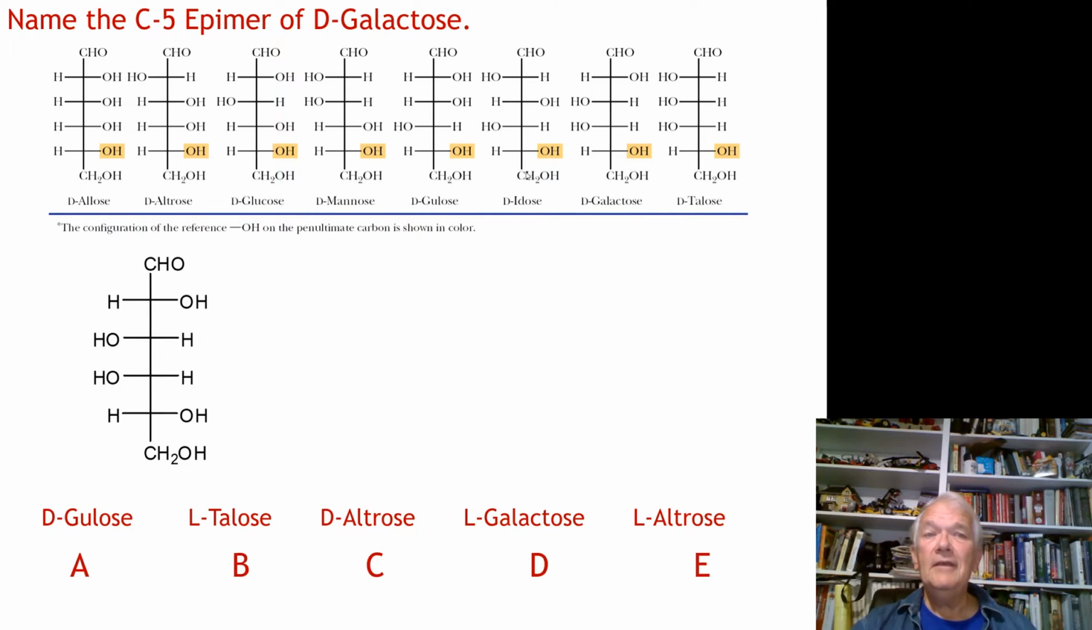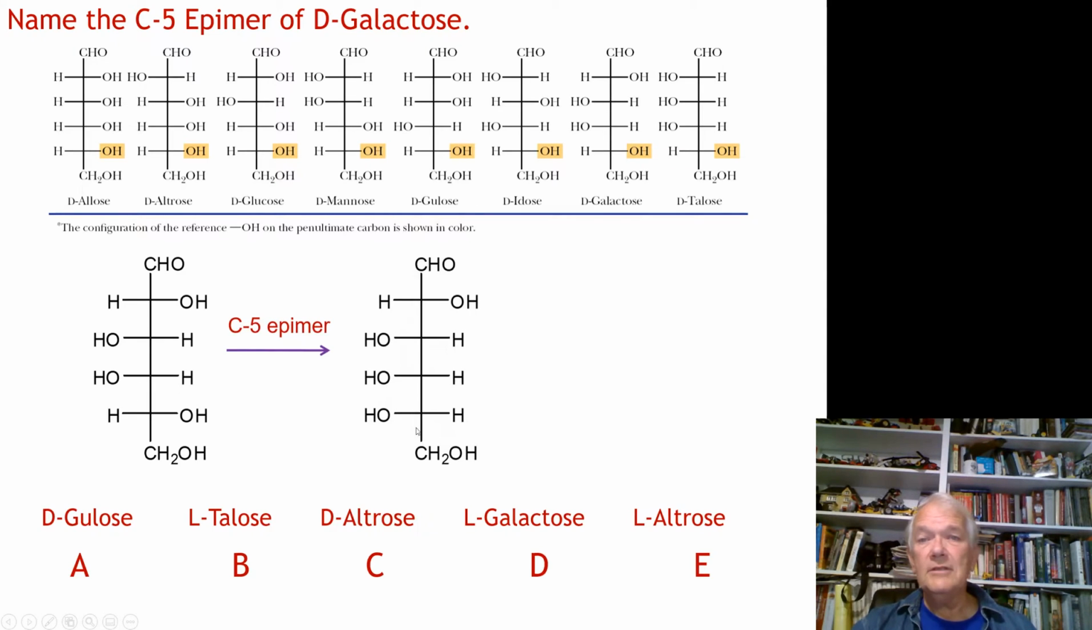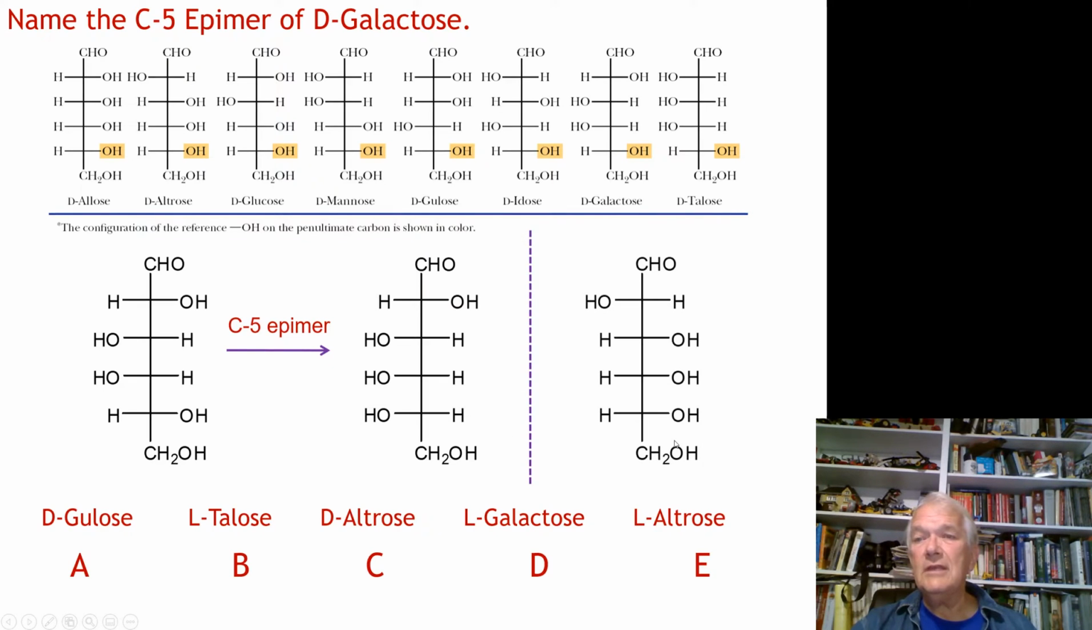So here is our D-galactose. What we're going to do is summarize at that carbon. So this is the C5 epimer. We've changed the stereochemistry here. And so what is this molecule? Well, this molecule, of course, is not in the list up there. Why? Because it's an L sugar. But what's its mirror image? Its mirror image is this guy. Is this one in the list up here? Well, let's go look. Ah, it is. It's right there.